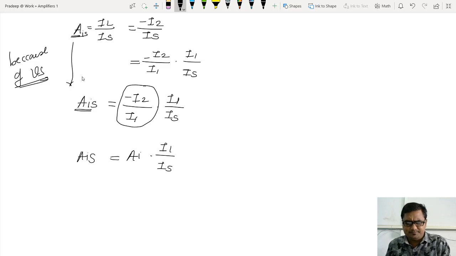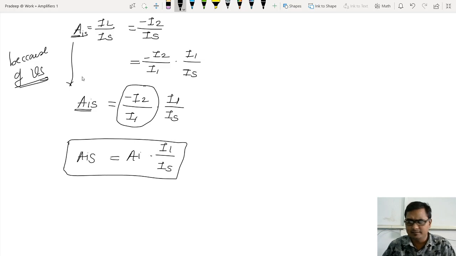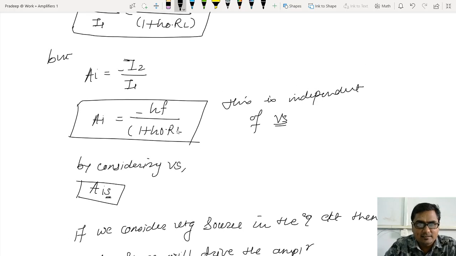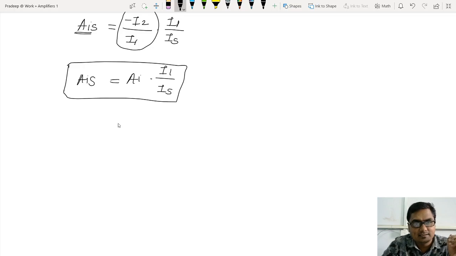Okay, let me make a block for this. Yes, this is a valid equation, no issue. But now further, if I want the value of current gain in terms of impedances, because the current gain we have represented here in terms of impedances, RL is there, HF is there, HO. Either impedances must be there or some H parameters must be there. If I want AIS in terms of H parameters or in terms of resistances, that is impedances, then I have to modify the equation again.